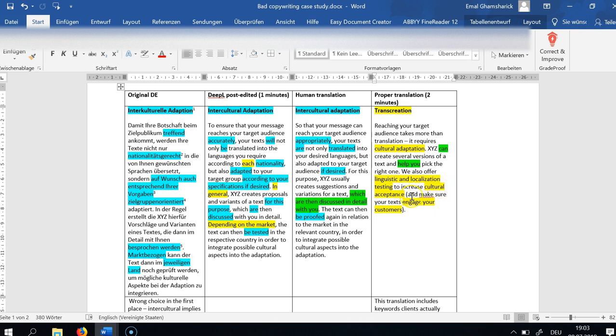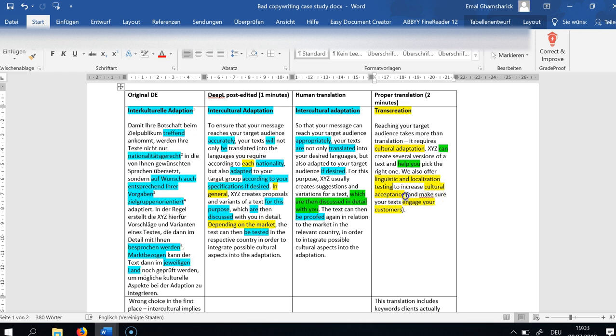To increase cultural acceptance, and instead of saying the text can be proofed again in relation to the market in order to integrate possible cultural aspects. No, we make sure that it's culturally adequate, right? You could also say like improve cultural adequacy, whatever. These are like short words that are used more or less, sometimes interchangeably, but get the point across.